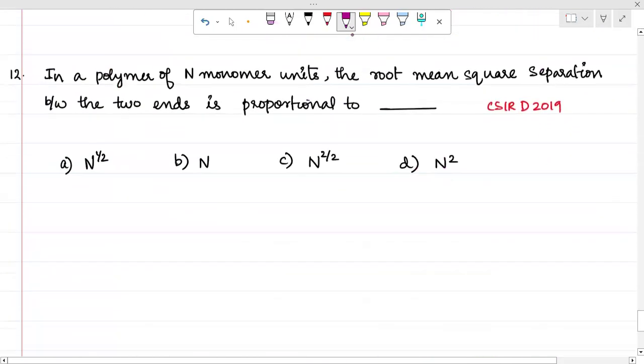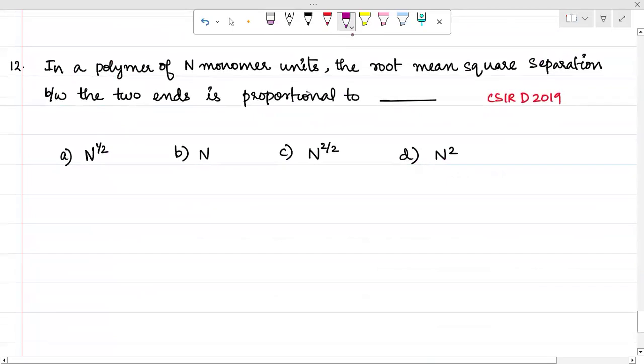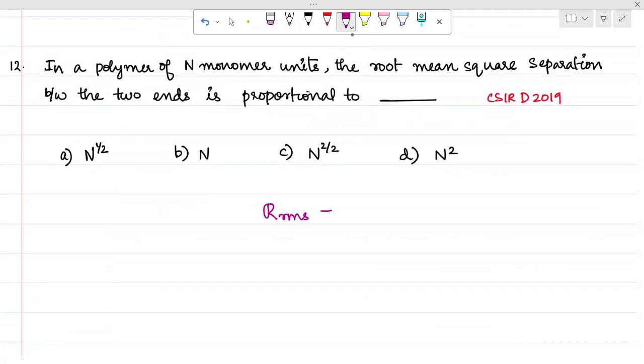Okay. Last question of this assignment asked in 2019. In a polymer of n monomer units, the root mean square separation between the two ends is proportional to. Very easy. The root mean square length of a polymer equation is root n into L. Correct? So root n means it is proportional to n to the power 1 by 2. Option A.